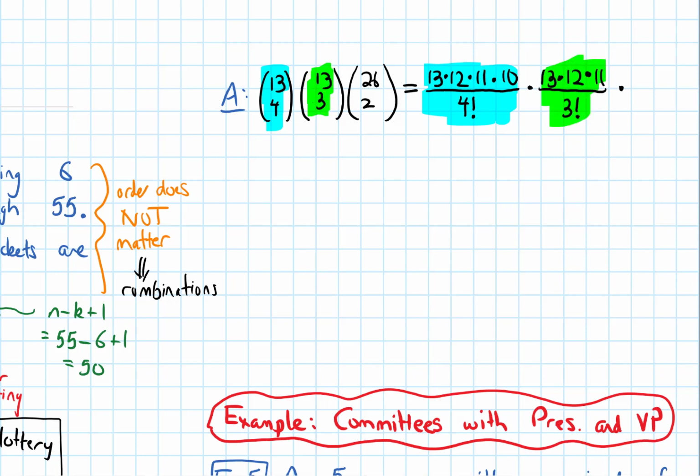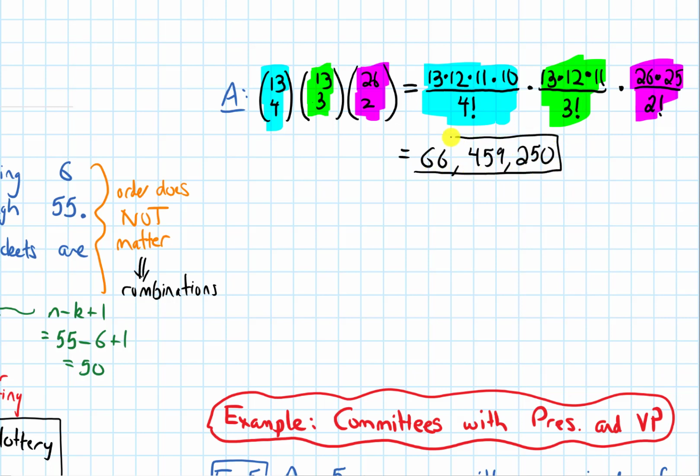And then finally, let's do 26 choose 2. That will give me 26 choices for the first object, and then 25 choices for the second one, and then we divide by the number of ways to permute 2 objects, which is 2 factorial. So 26 choose 2 is this last fraction. If we multiply out these numbers, we will end up with 66,459,250. A really big number, but that is the answer to our question.